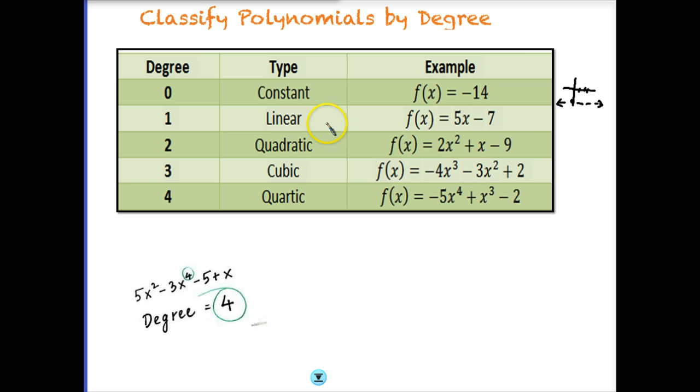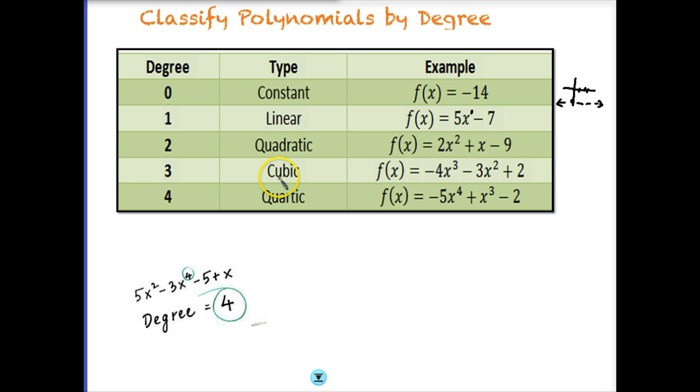Next, we have linear functions. You're very familiar with those. This has a degree of 1. We just have an x here, so it's understood to be to the first power. We don't need to write that, but that's the degree of a linear function. A quadratic function, we just finished studying those, and those have a degree of 2. So it doesn't matter what else we have. As long as the highest degree is 2, that's considered a quadratic function.